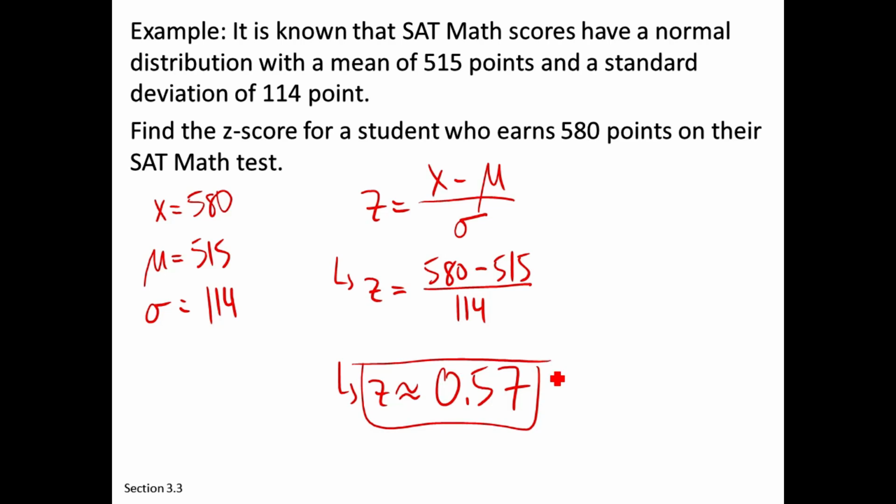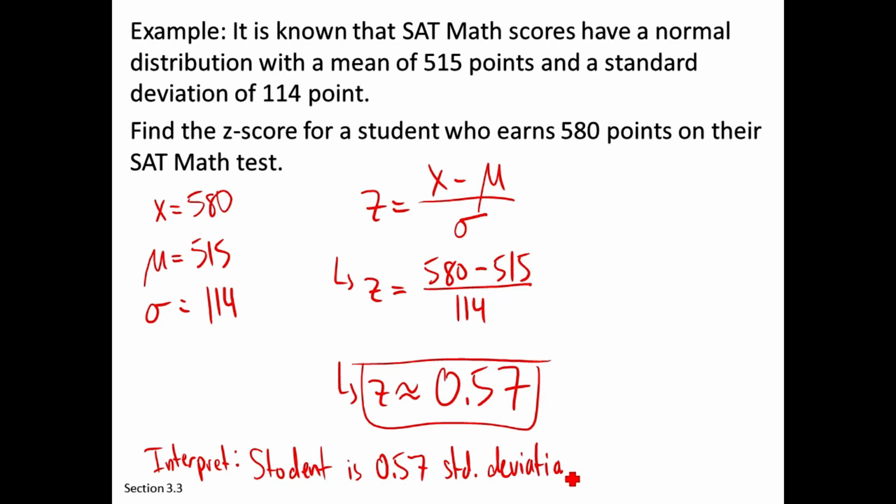How would you interpret that? What is that actually telling us? They are above average. How far above average? Standard deviations. They're not 57% above average. It tells us that this student is 0.57 standard deviations above average. That's what a z-score tells us.